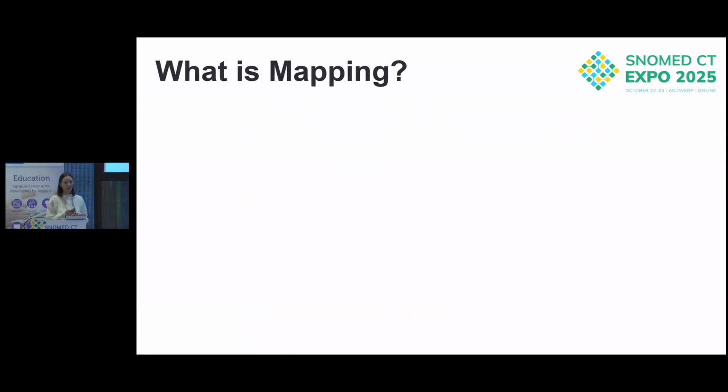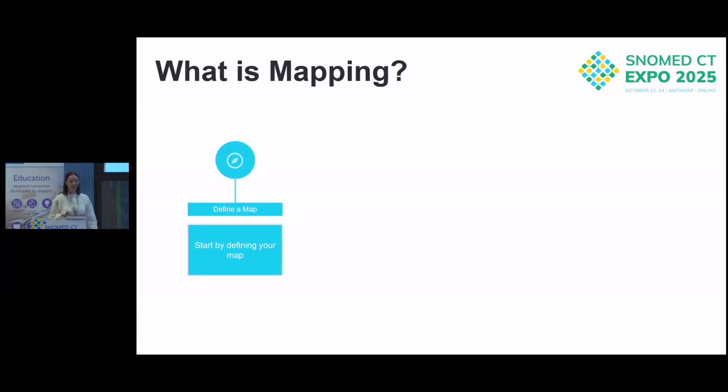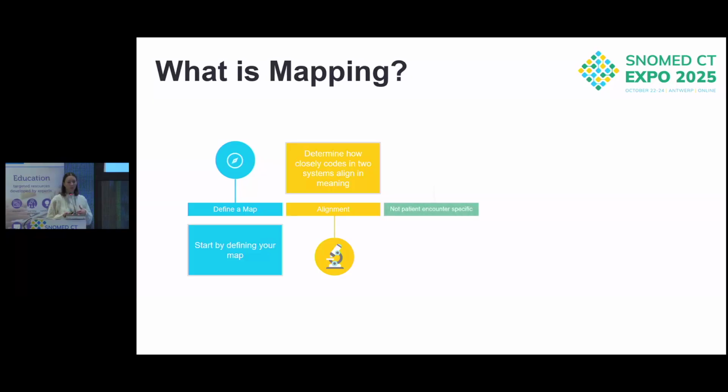Okay, so what is mapping? The main thing that you want to do when you first start mapping is define a map. So you want to think about your use case and what it is. You want to then think about alignment. So it's always determining that link between codes in two different systems and how they align in meaning. But one thing to remember with mapping is that it's not patient encounter specific. So it doesn't relate to a particular patient event. Even though I showed you that patient journey of everybody going through, it's not related to that one event. It's just more linking the two code systems.